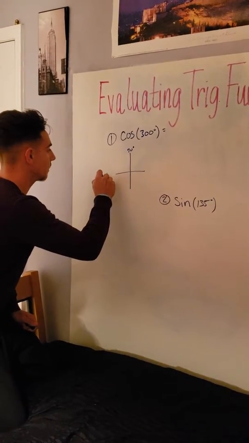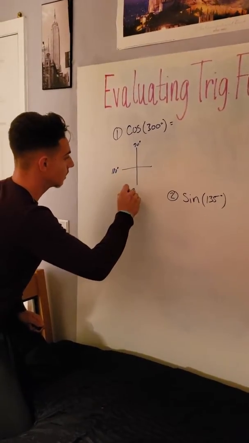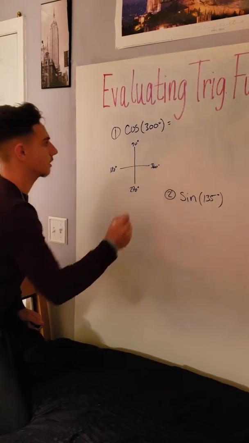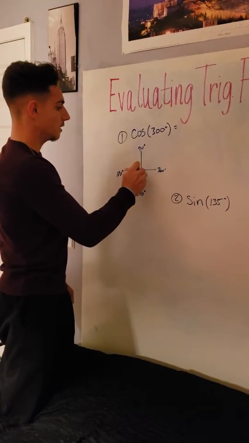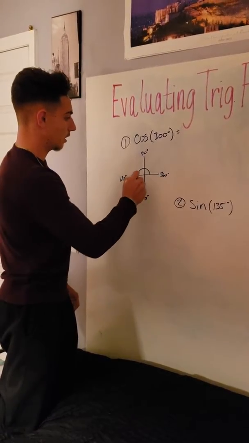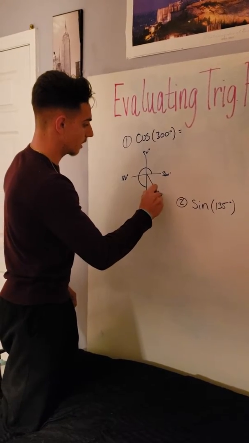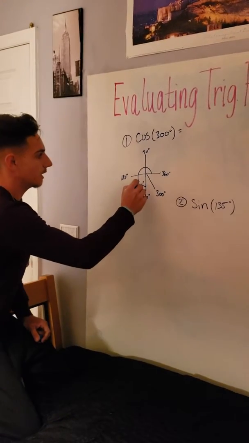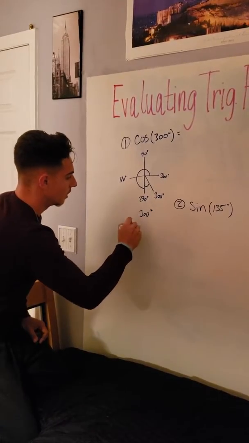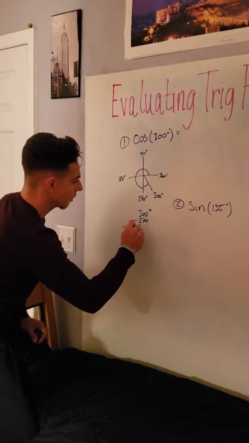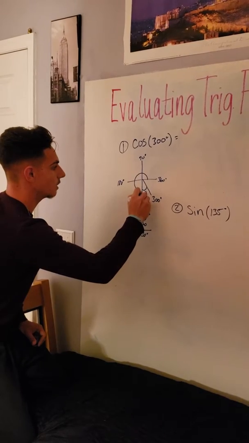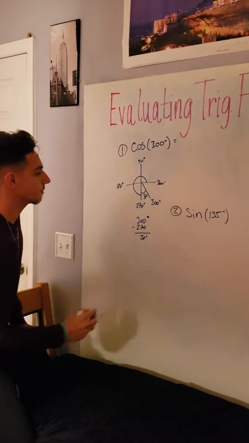That's 90, that's 180 degrees, 270 degrees, and 360 degrees. So, for 300 degrees, we are going to go past right there, and then 300 degrees would be about right there. So in order to find our reference angle, we need to subtract 270 degrees from 300, and from that we get 30 degrees. So that is our reference angle.